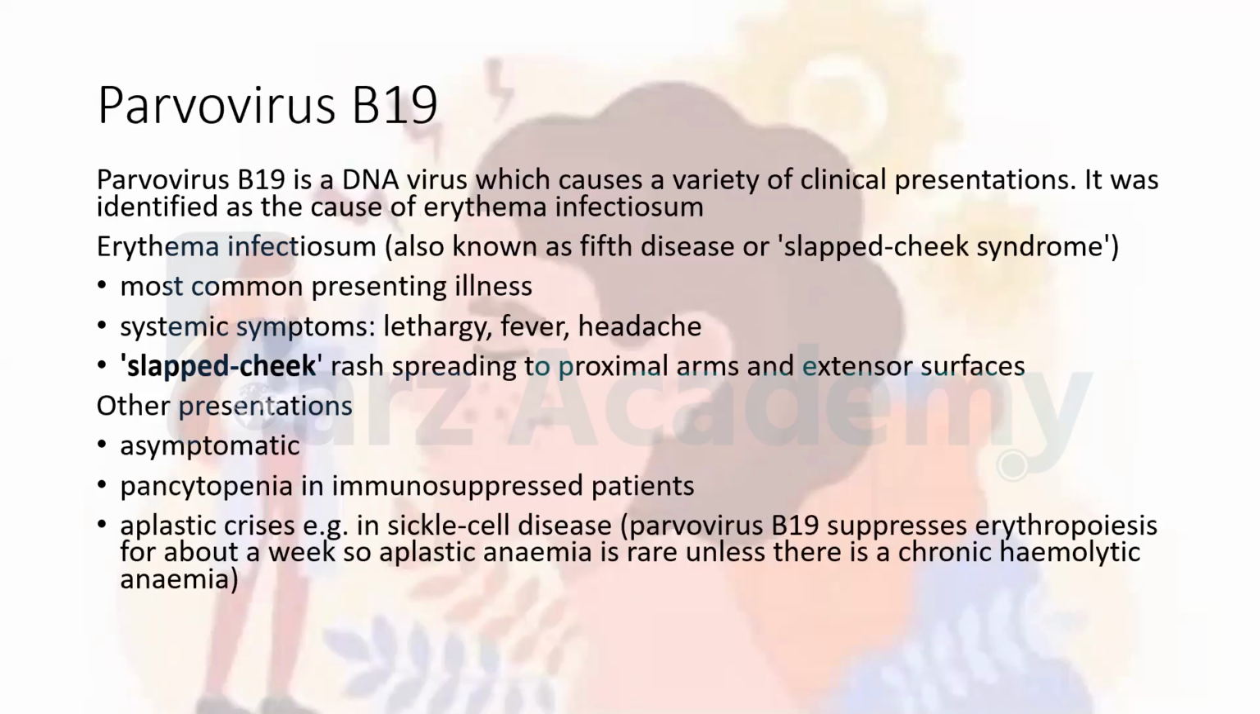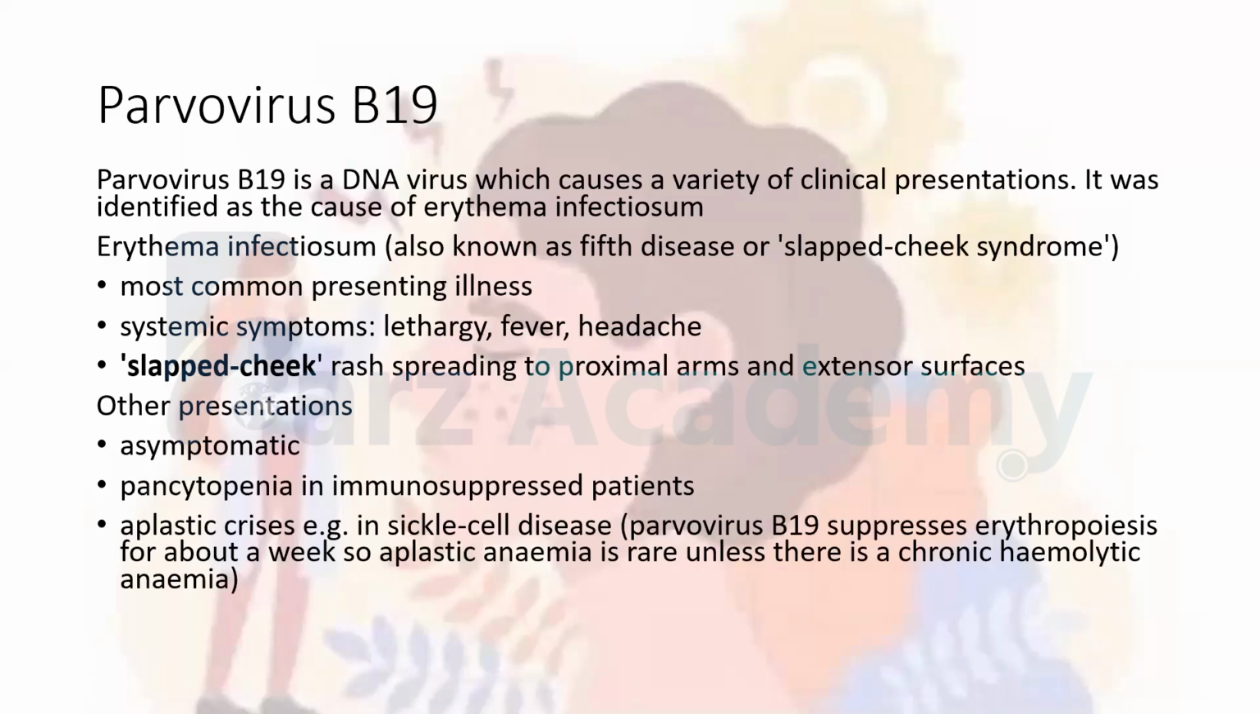So next is parvovirus infection. Parvovirus B19 is a DNA virus. It causes a huge spectrum of disease, and usually it was identified as a cause of erythema infectiosum. Okay, it is also known as the fifth disease or slapped cheek syndrome, where the slapped cheek rash is seen, which spreads from proximal arms to the extensor surface. Okay, so parvovirus B19, DNA virus, and slapped cheek appearance. This is what you'll have to remember. Most important. Okay.